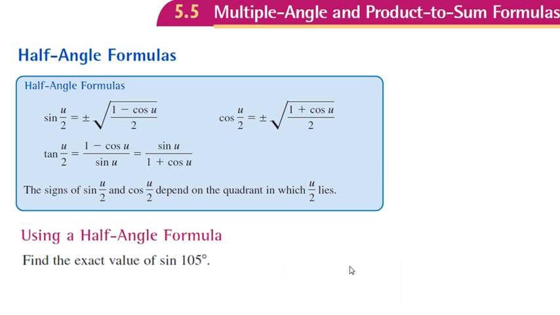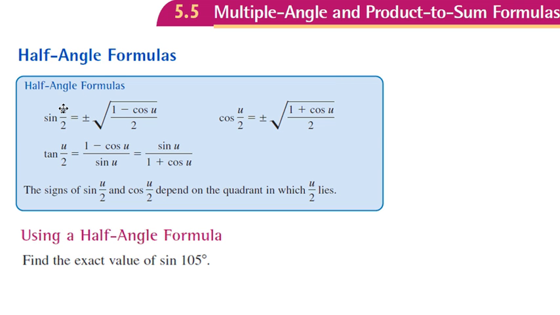All right, so in this example, we're going to be exposed to a new type of formula, and that is what if we take our u, or just whatever our angle is, and we divide it by 2. So the sine of our angle divided by 2. Well, here are the formulas right here, and they are plus or minus. And the reason why it's plus or minus is that it depends on what quadrant we're in.